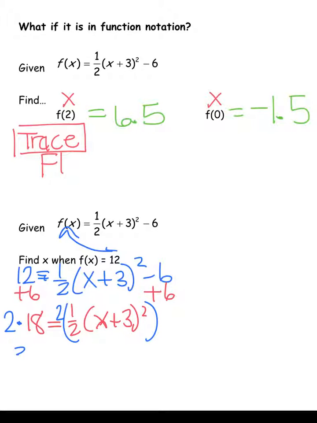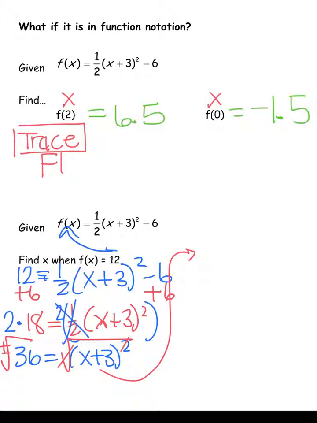So 36 equals 2 times 1/2 is 1. So that's gone away. We have x plus 3 squared. Okay, so now we square root. When you square root, remember to put plus or minus in the front. Now this case, I'm going to actually do that because I, in my brain, know the square root of 36 is 6. So I'm going to say plus or minus 6 equals x plus 3. And now to get x alone, I'm going to subtract 3.